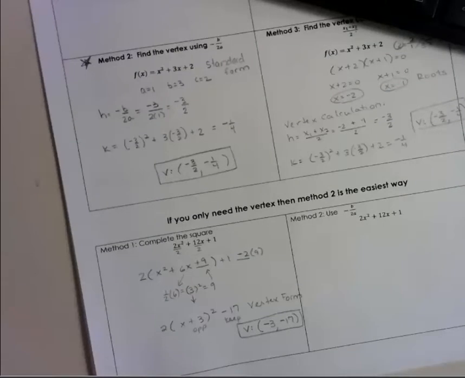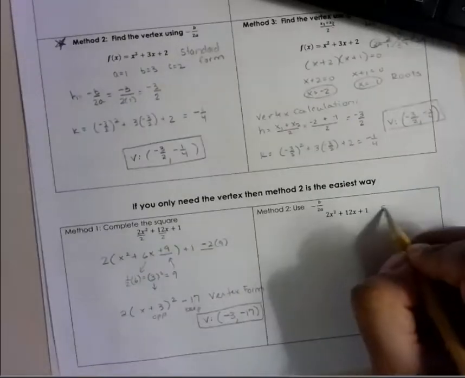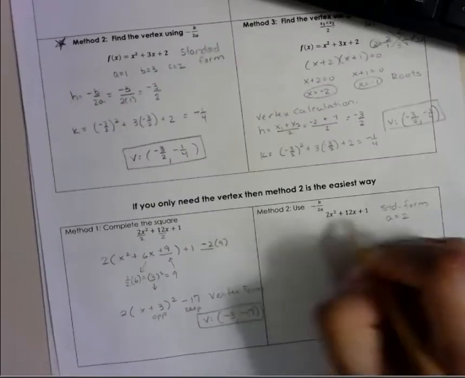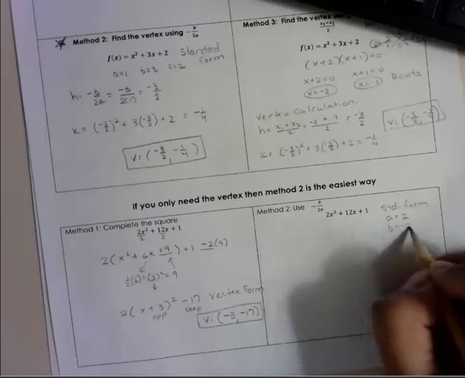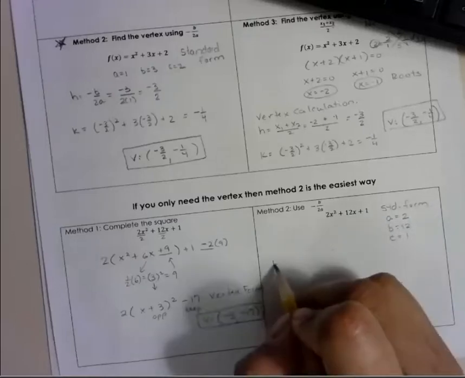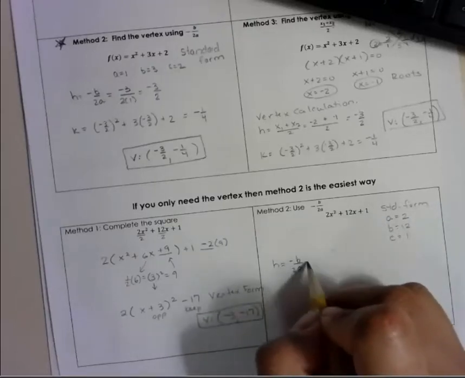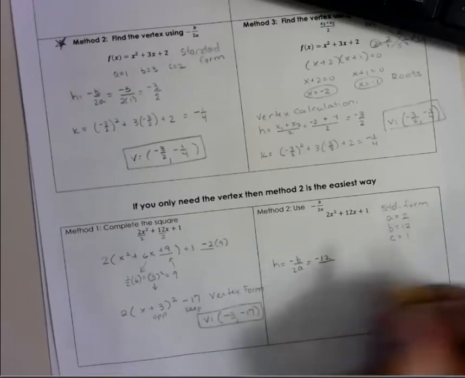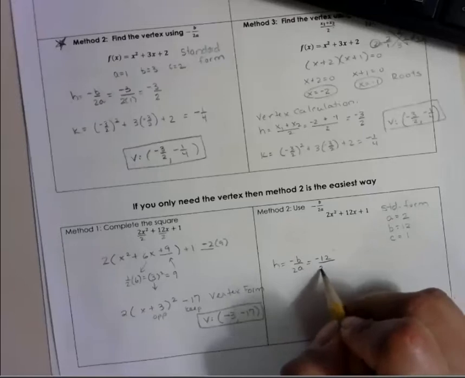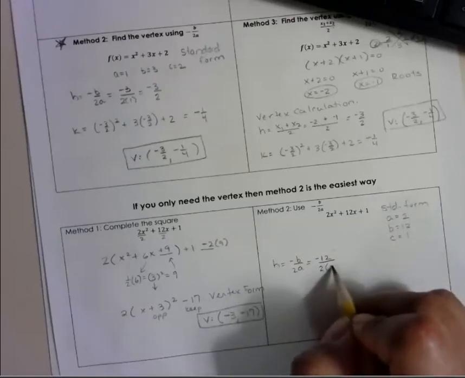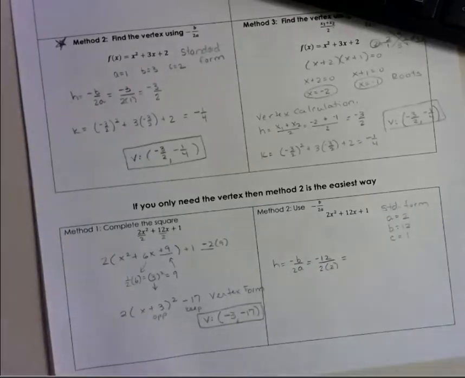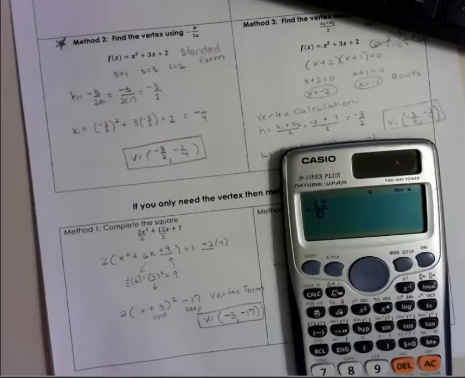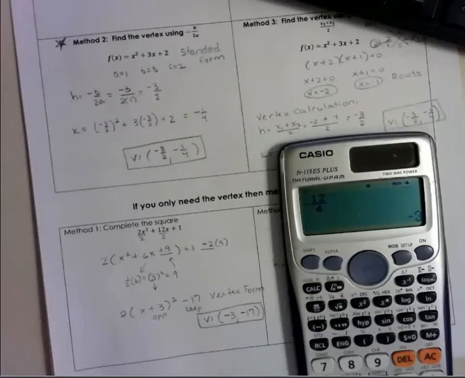Method 2, we use negative b over 2a. So it's in standard form. Check. a equals 2, b equals 12, c equals 1. So h is negative b over 2a. Negative b is the opposite of b, so negative 12, over 2 times a. What is a? a is a 2. So negative 12 over 4. See? Negative 12, I mean, I know the answer, I'm just showing you so that you know what to plug into the calculator. Negative 3.